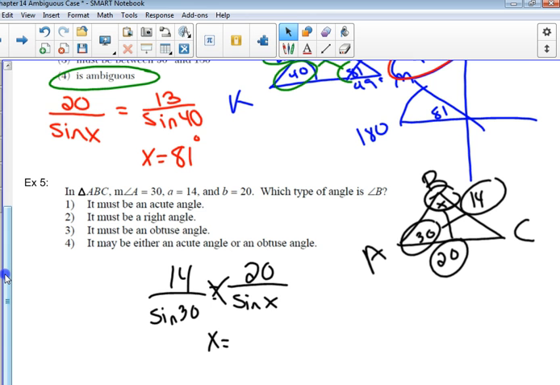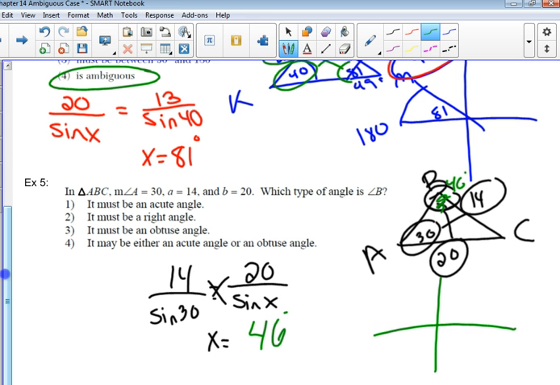Are we getting 46 for the first one? Yeah. Good, okay. So 46 degrees. Let's test this out. Does 46 work? Yeah, that one's good. Now we also have to make sure we test the other one. All right, so 180 minus 46, what would you guys get there?